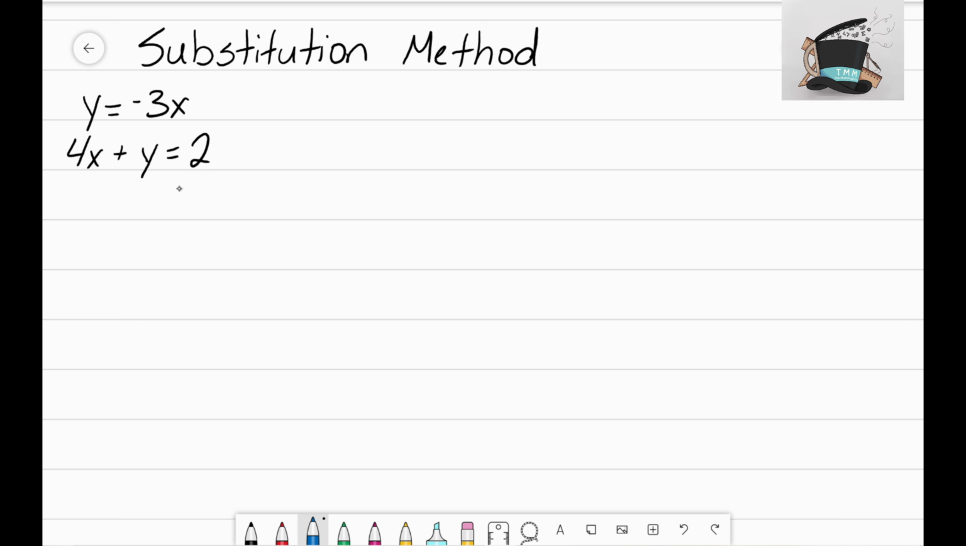I'd like to talk about the substitution method and show how we can use that in order to solve a system of equations. Now on the left side, you can see my system. I have two different equations. The first is y equals negative 3x, and the second equation is 4x plus y equals 2.